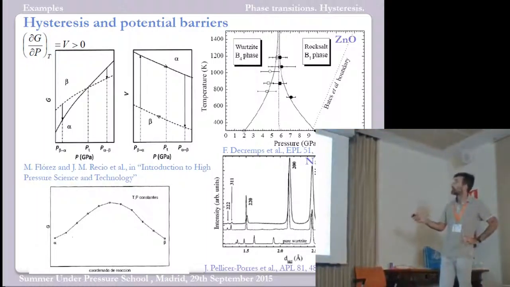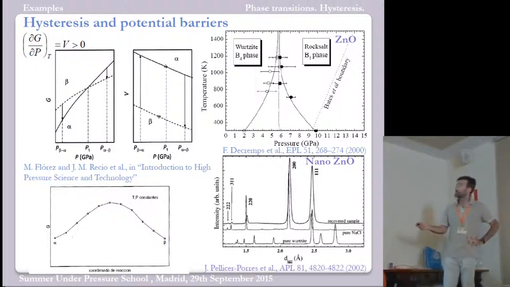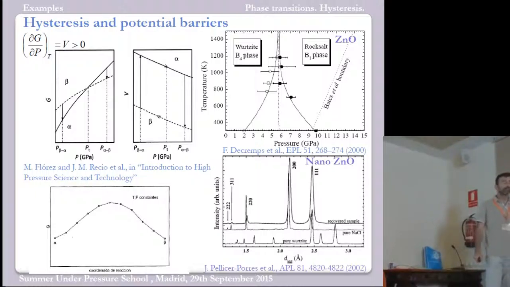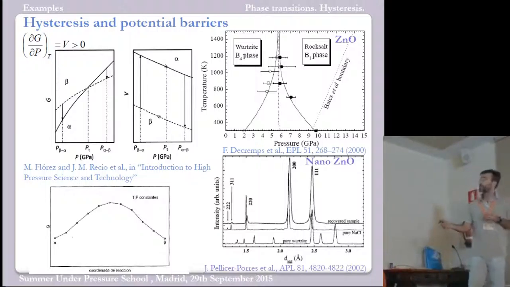As an example, I have zinc oxide here, which at low pressure has a wurtzite structure and at high pressure has a rock salt structure. We can see that in the upstroke, the phase transition is observed near 10 GPa, whereas in the downstroke it is observed at only 2 GPa. As temperature increases, you have more energy to kinetically overcome this potential barrier, and the hysteresis seen is lower. From this graph, it could be guessed that the real thermodynamic pressure for the phase transition is around 6 GPa.